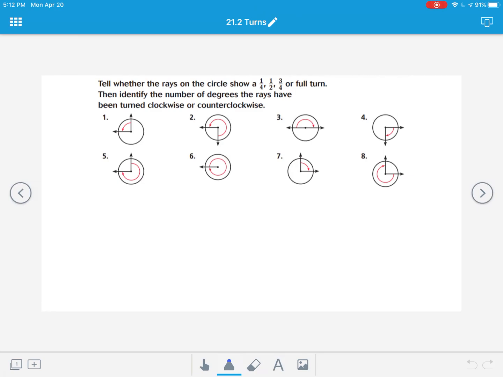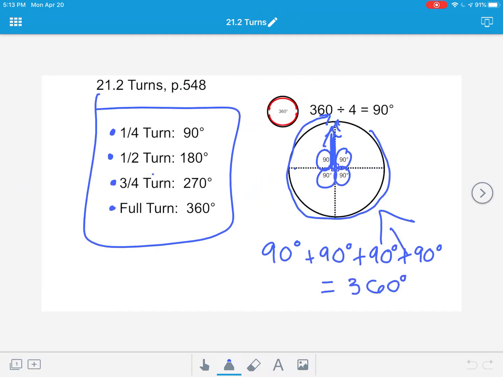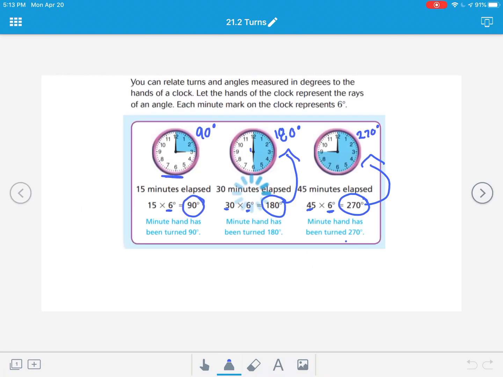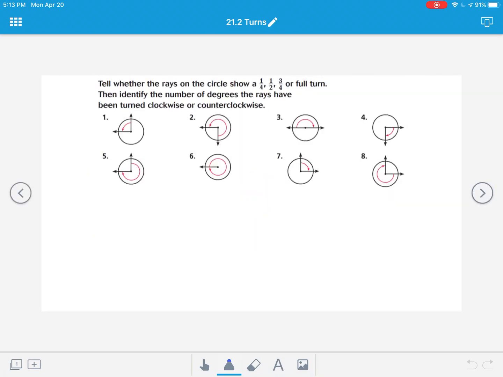The directions say to tell whether the rays on the circle show a quarter turn, a half turn, 3/4 turn, or full turn. Then identify the number of degrees the rays have been turned clockwise or counterclockwise. So we need to identify the measurement in angles that turn stands for. So that would come from our chart here. Okay, so have that nearby as we work. Let's take a look at number 1.